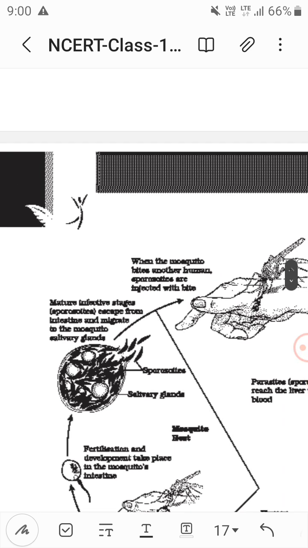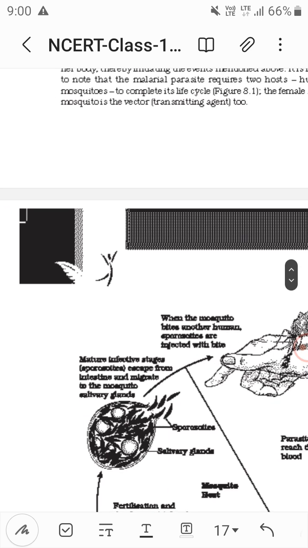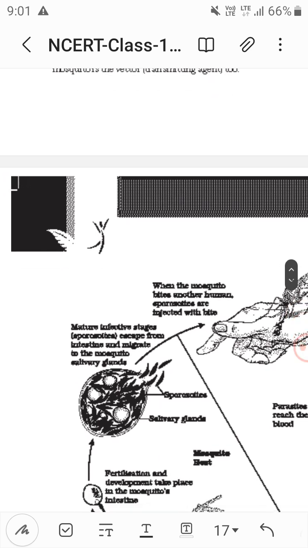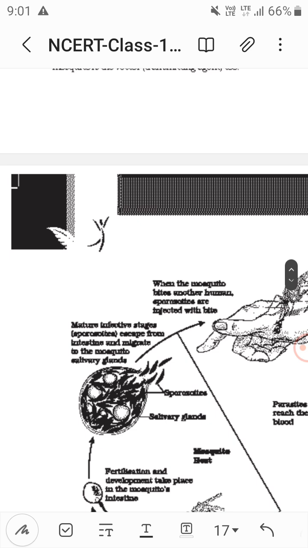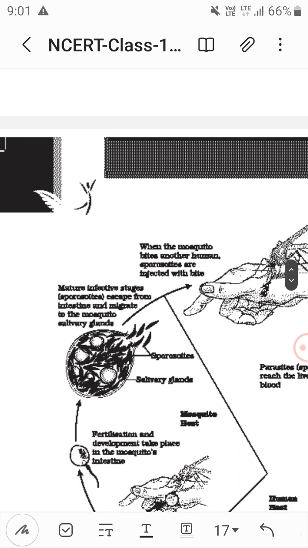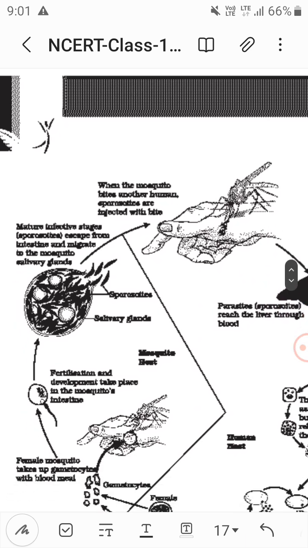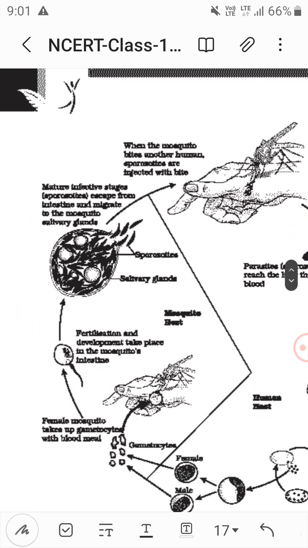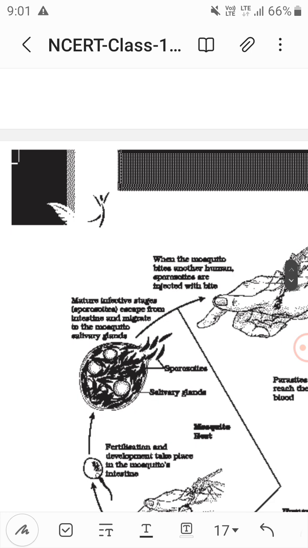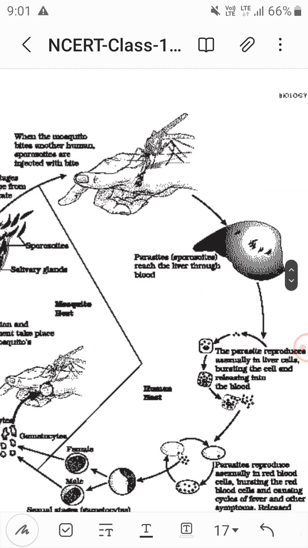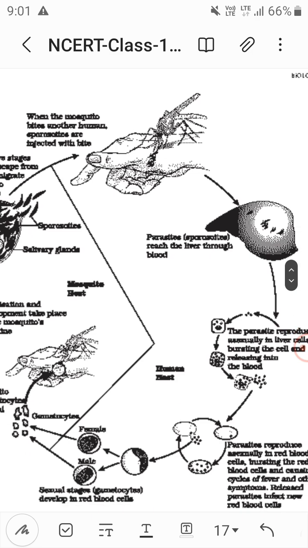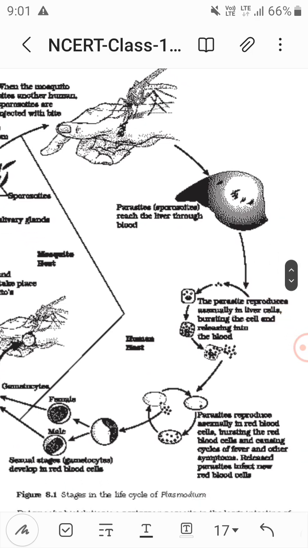And then in the salivary gland the sporozoites are stored. So the mature infective stages, that is sporozoites, escape from the intestine and migrate to the mosquito salivary glands. So all this, gametocytes, fertilization and maturity in salivary glands, takes place in the mosquito host, and the rest of the cycle in the human host.